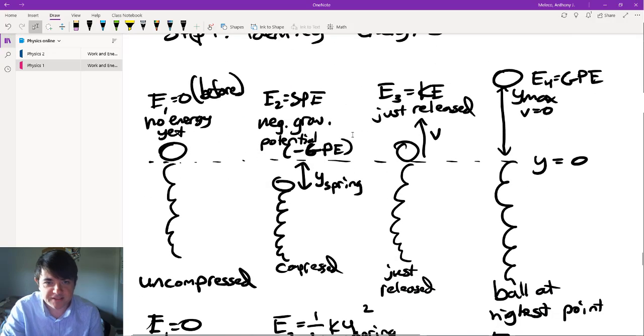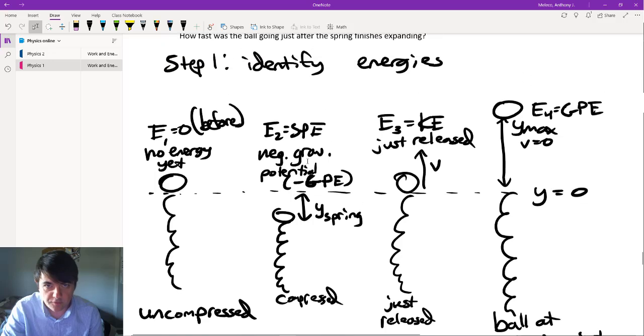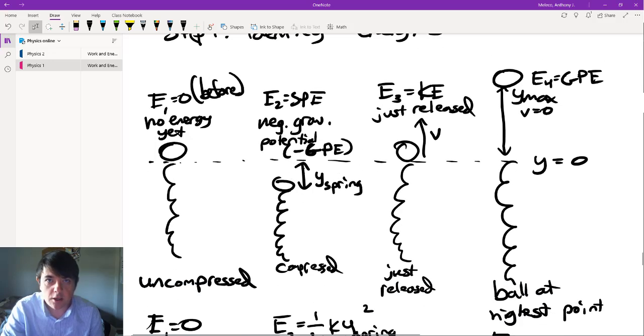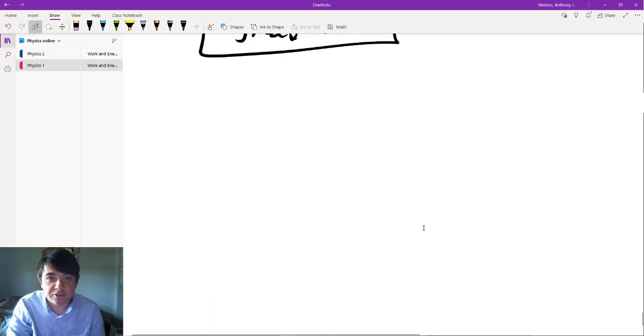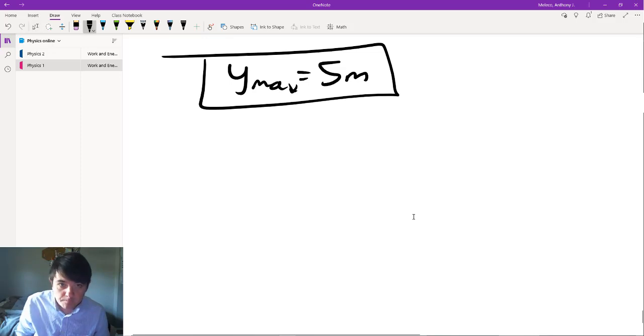So again, the hardest thing here is setting this up, identifying the energies. And it can be challenging, especially when you're compressing the spring and you think, oh, I only have spring potential there. But it's not true because you're away from the 0 point, so you also have negative gravitational potential energy. I think this is where you'll have your greatest challenge, is remembering to have gravitational potential energy at points like that.